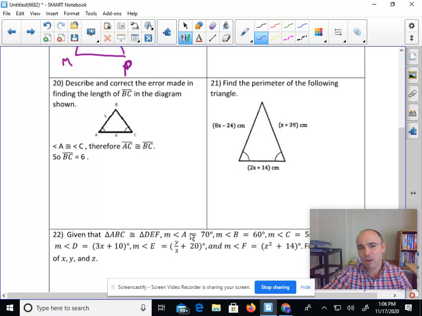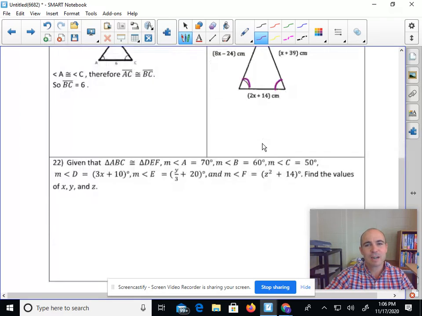21, find the perimeter. Okay, again, lead with the geometry. You know that these angles are congruent. What does that tell you about two of the sides? Can you set up an equation? Can you solve for x? I've already said too much. And remember what perimeter means. Perimeter does not mean one of the sides. It means all the sides added up.